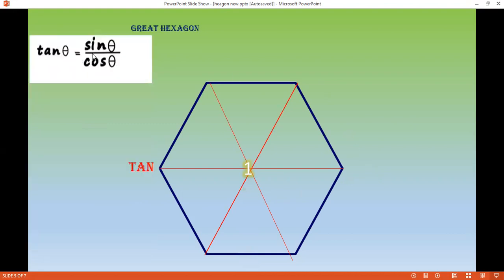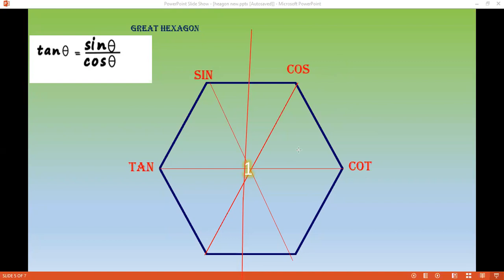With respect to tan theta is equal to sin theta upon cos theta, I am going to mark the different vertices as sine, tan, sine, cos. And tan's opposite is always cot. Very good. Then all trigonometric ratios which start with C should lie on the right side. This is the right part.